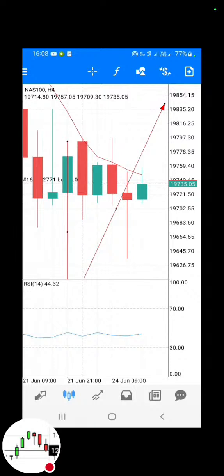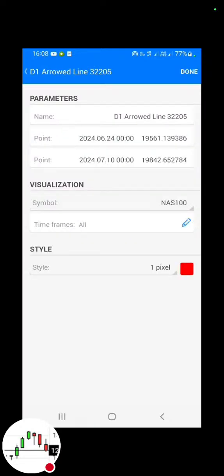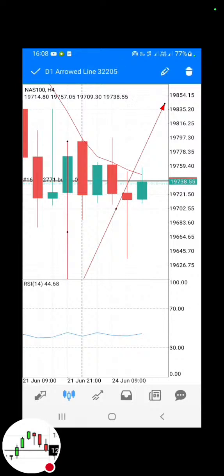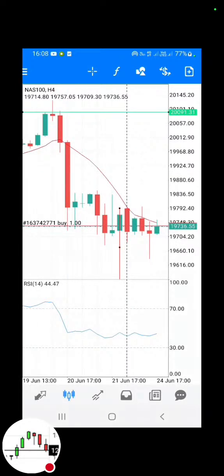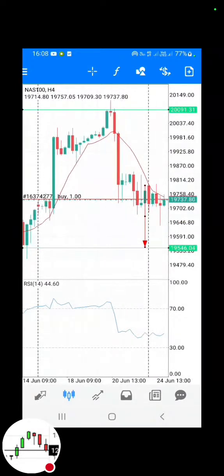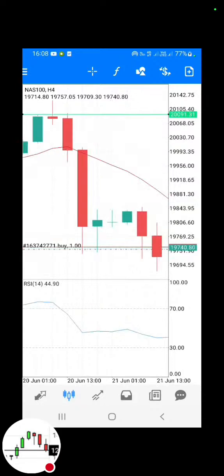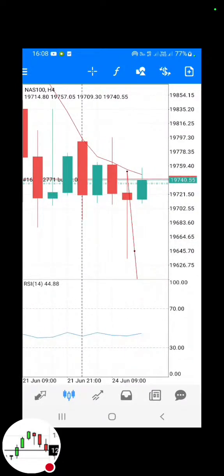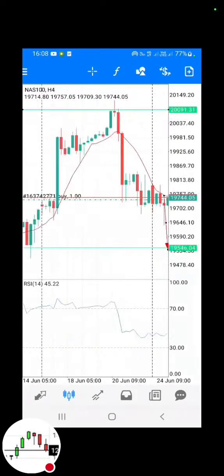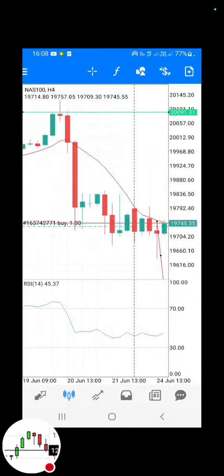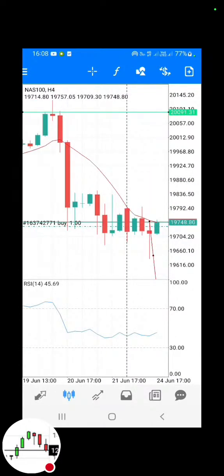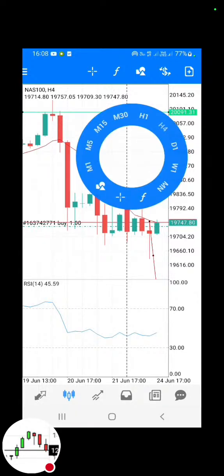Let me delete this thing. Okay. So we use the 4-hour chart to get a good entry point. And for now it is going to be a sell until that level that I mentioned. After reaching that level, the market will turn and go back up. That is how we trade, guys.